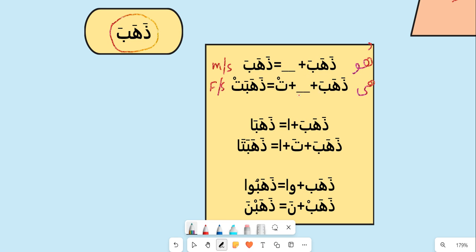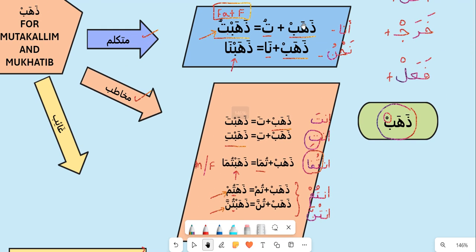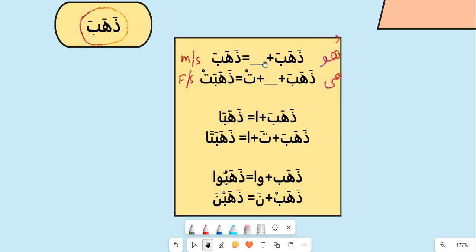So one thing that you might have noticed in the mukhatib and the mutakallim, I forgot to mention that all the damirs were being attached after the last letter ba, and ba was maintaining the sukoon, and the damirs got attached after the last letter ba. All the damirs here, tati, tuma, tum, tunna, tu, and na, you can visibly see the damir attached after the ba. But when it comes to the ghaib, huwa, and hiya, what is happening here? Do you see any damir attached after the ba? There is no damir. So that's why it is called in English as hidden pronoun.